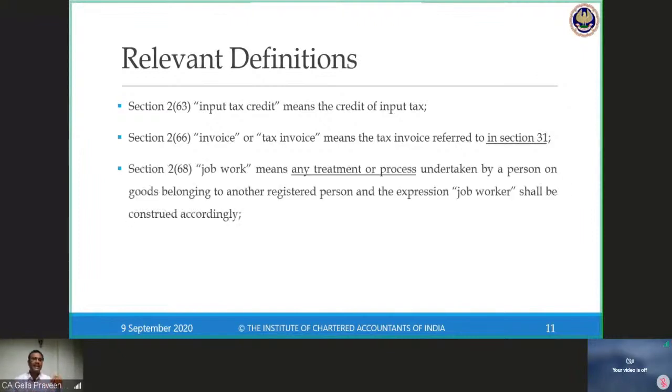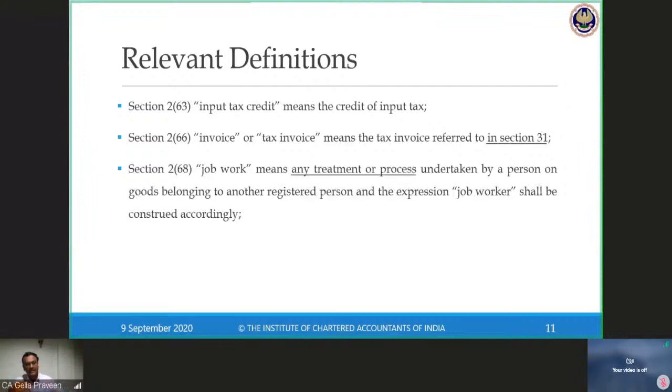Job work means any treatment or process undertaken by a person on goods belonging to another registered person, and the expression job worker shall be construed accordingly. Now, this definition of job work, if you have a printout or institute material with you, please use your pencil and make a note of this point very carefully. It says any treatment or process.